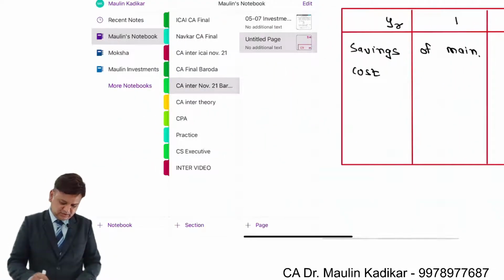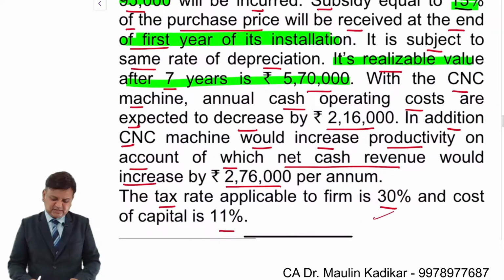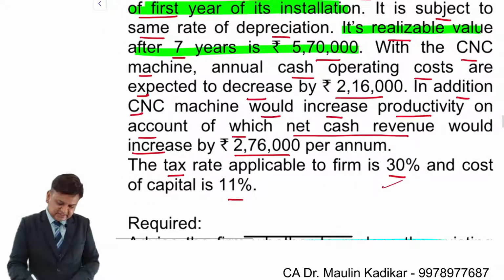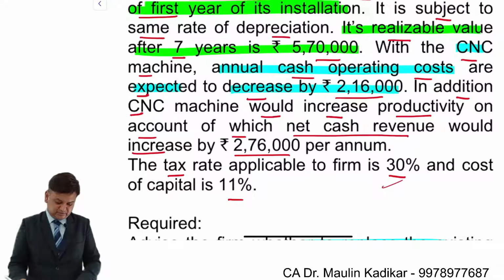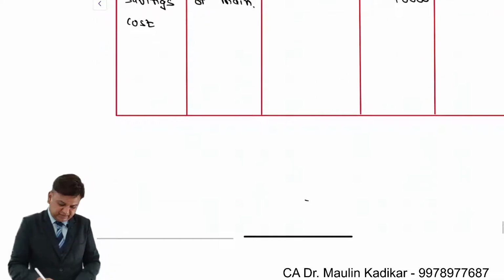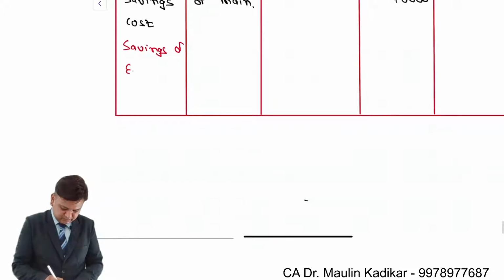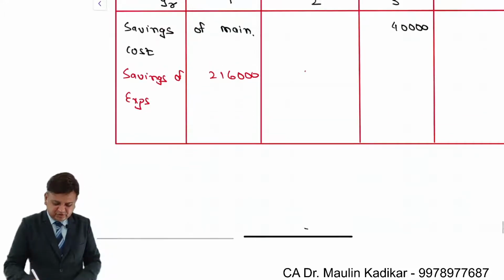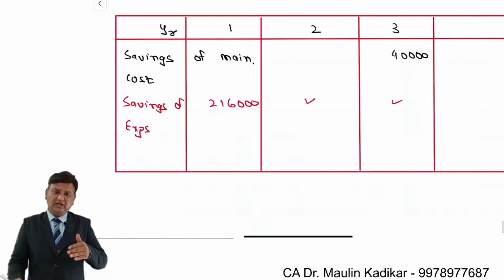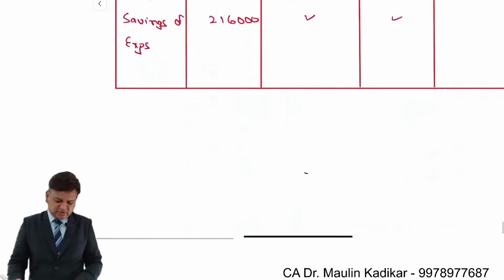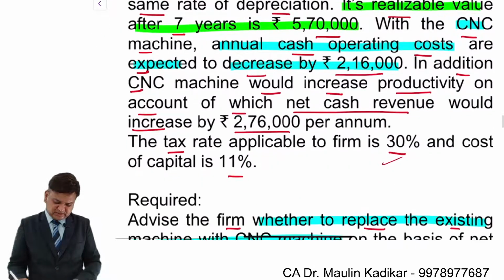Next, we understand that we will be having certain advantages like this. With the CNC machinery, annual cash operating costs are expected to decrease by 2,16,000. So we will have savings of expenses. It is 2,16,000. And of course it will be year 1, year 2, year 3 and further. There is no need to prepare the cash flow series for the further years.